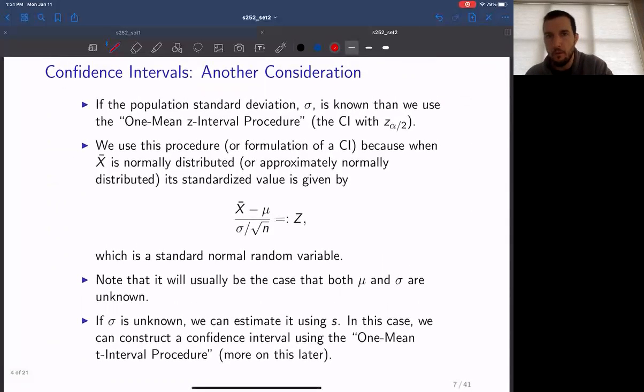So when sigma is known, what is the rationale? Why does z go with sigma? Why does s go with t? If the population is normal, or we can assume that x bar is normal, and the population standard deviation is known, it means that you are properly standardizing x bar. So therefore, you are essentially finding a z-score for x bar. This is the underlying idea.